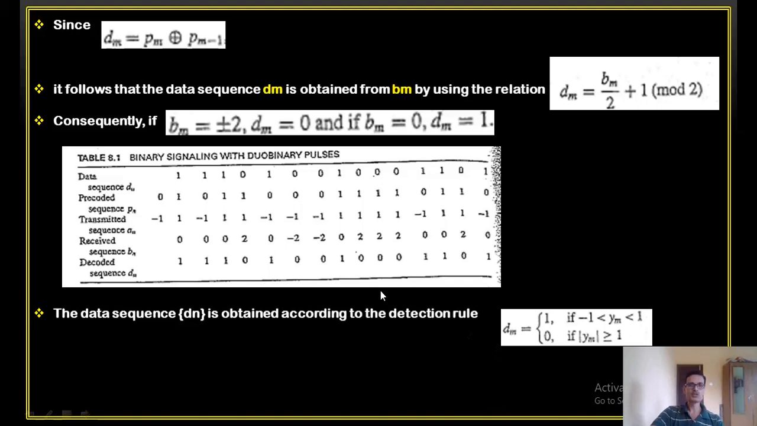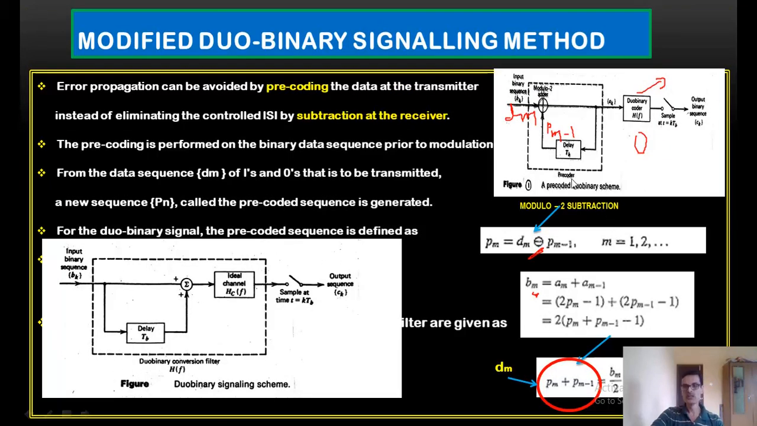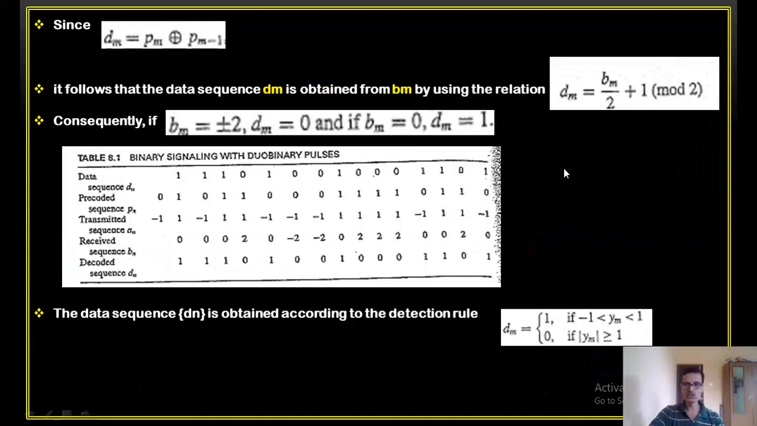Okay. Now coming to the example, as I told, DM is nothing but PM plus PM minus 1, and plus means it's a modulo 2 addition, remember. And DM is nothing but again BM by 2 plus 1 modulo 2. It is important over here to consider a modulo 2. Even though in the binary case there is no need to perform a modulo 2, when I go to the M-ary case, mod M is important, which again I will take up in the next slide.